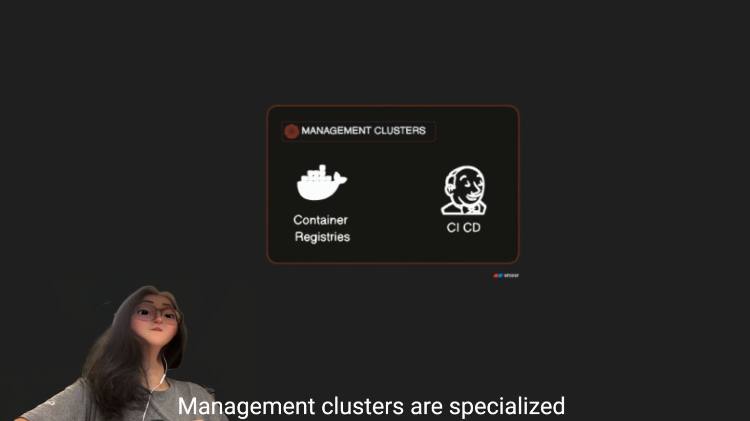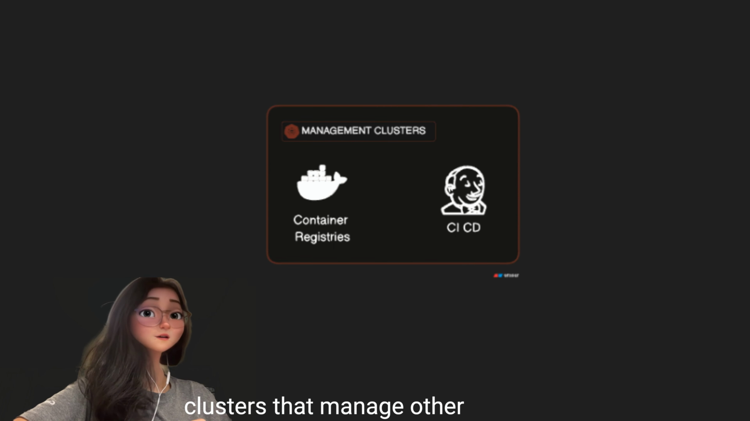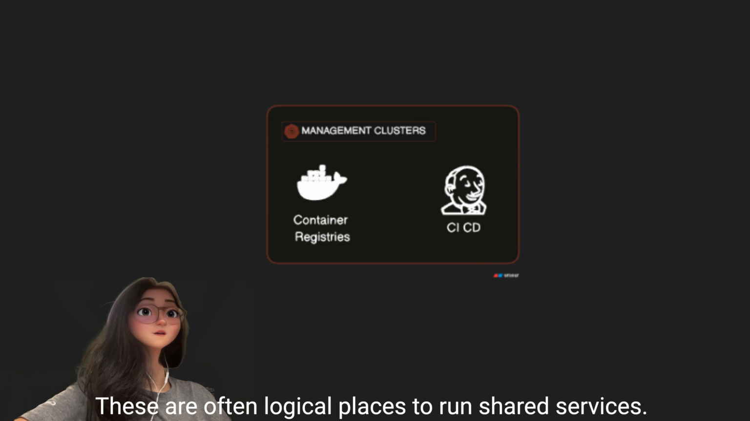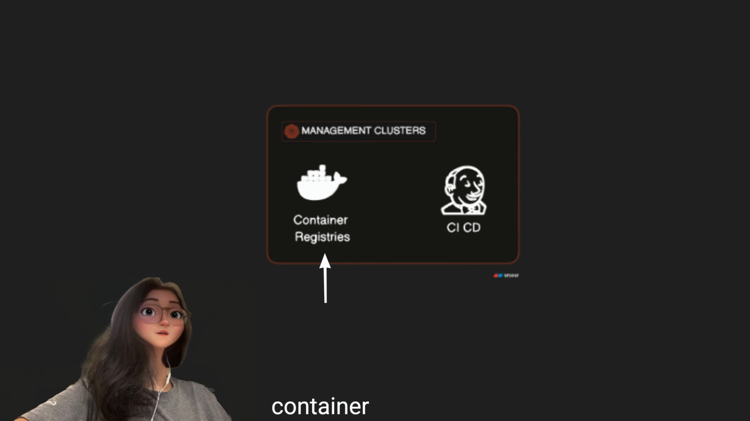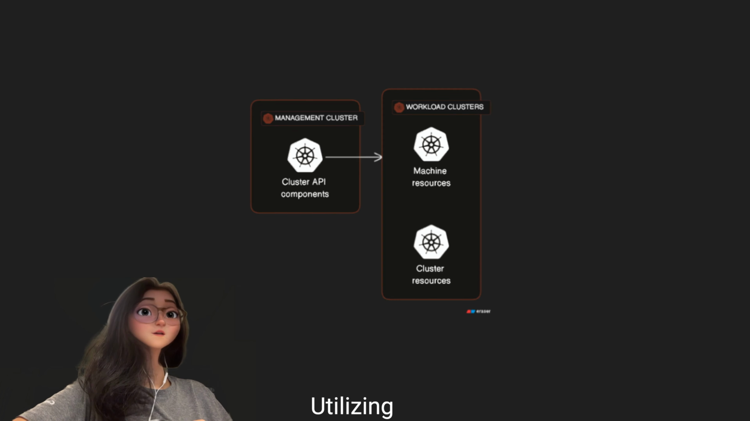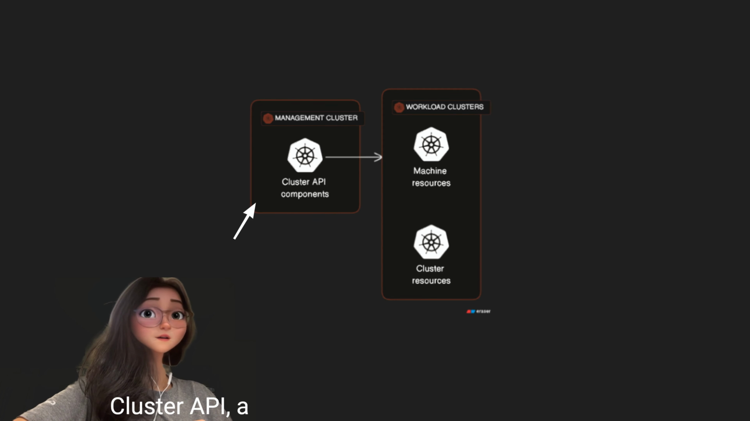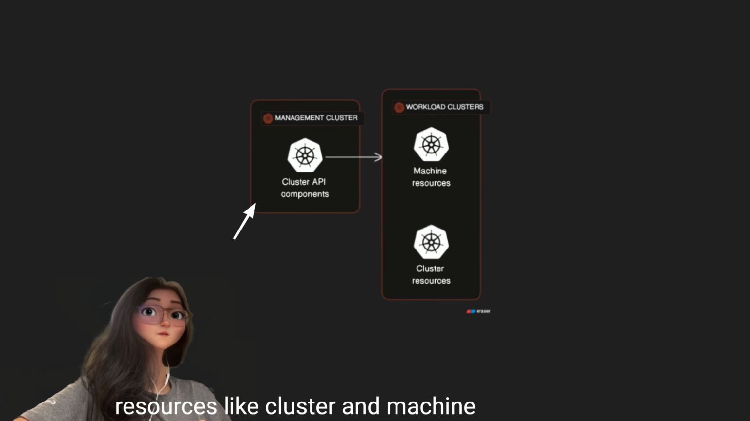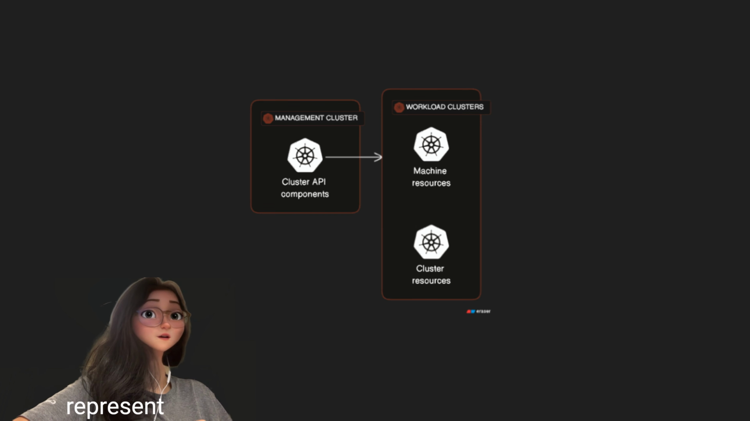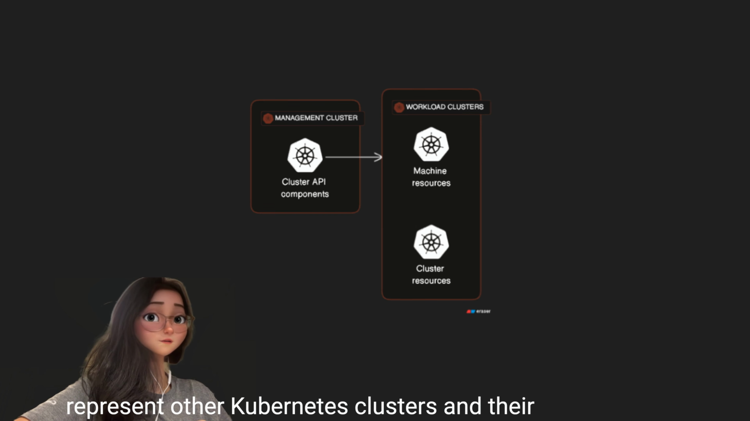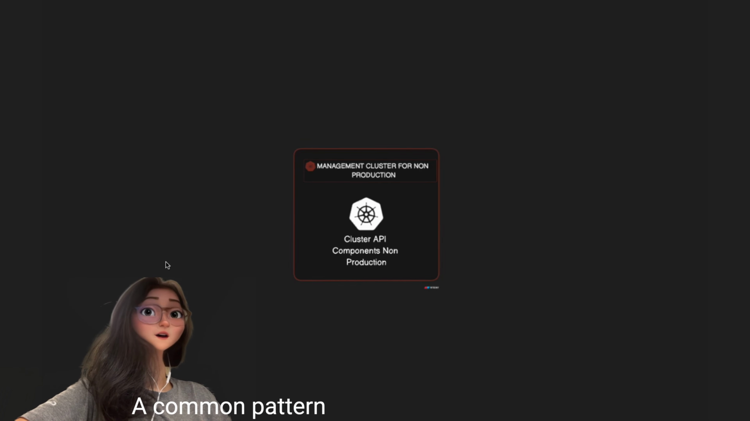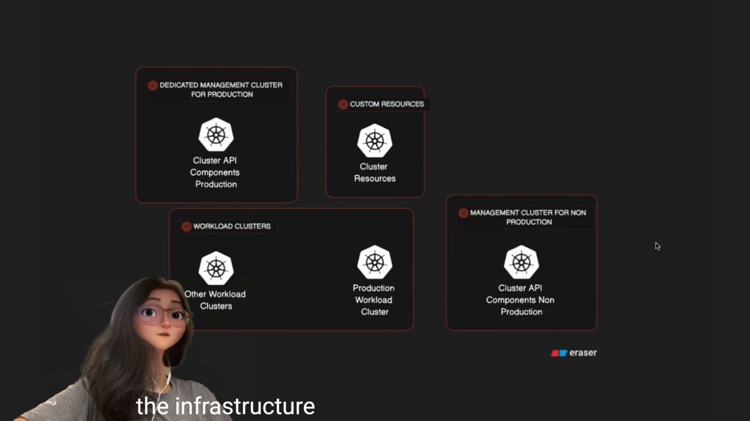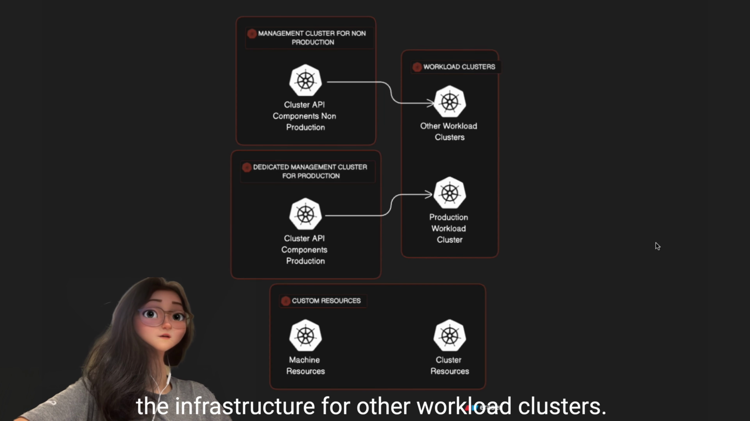Management clusters are specialized clusters that manage other clusters. These are often logical places to run shared services, such as CI/CD and container registries. Utilizing the Cluster API, a set of Kubernetes operators, custom resources like cluster and machine resources can represent other Kubernetes clusters and their components. A common pattern is to deploy the Cluster API components to a management cluster to handle the infrastructure for other workload clusters.